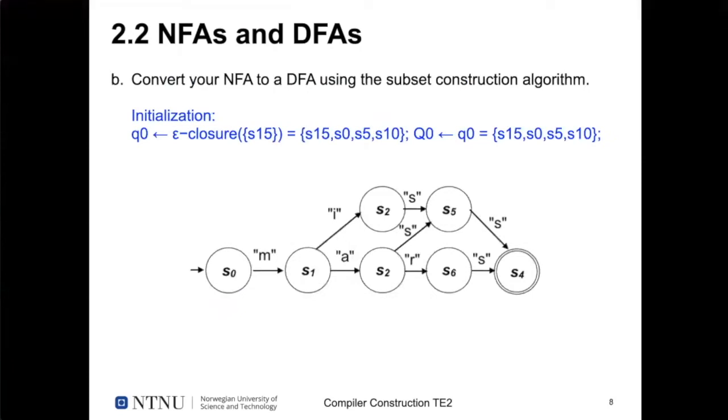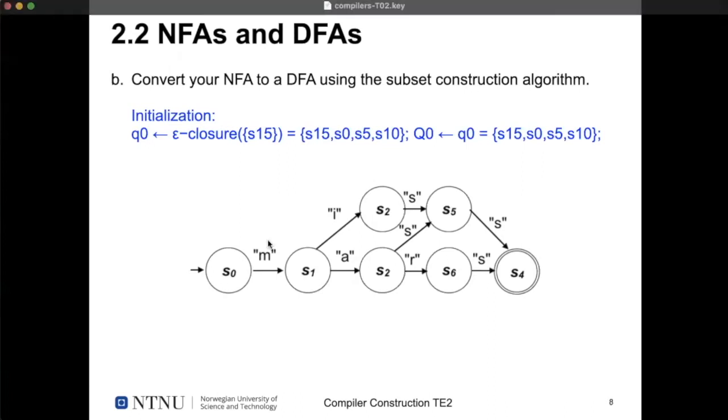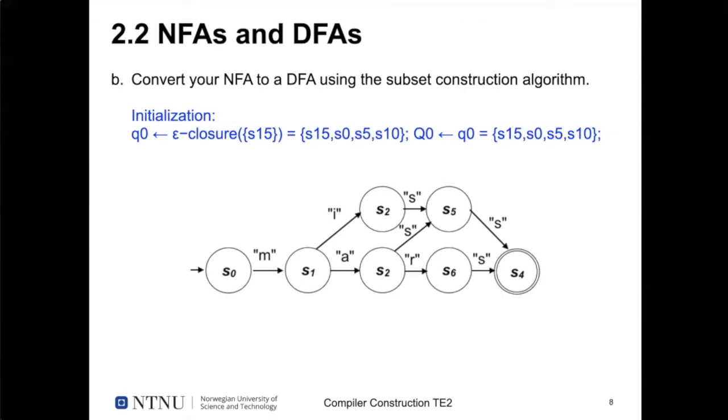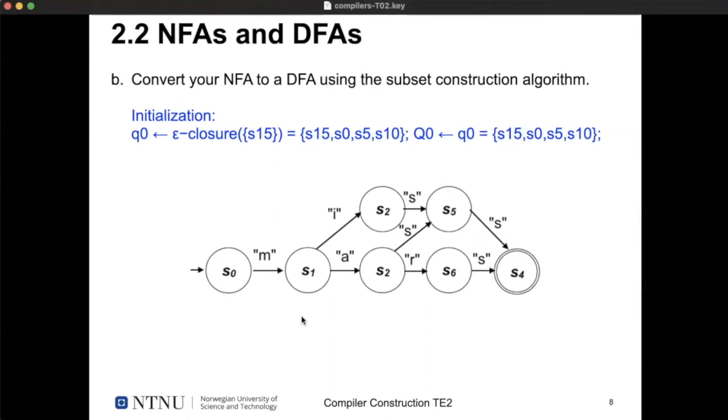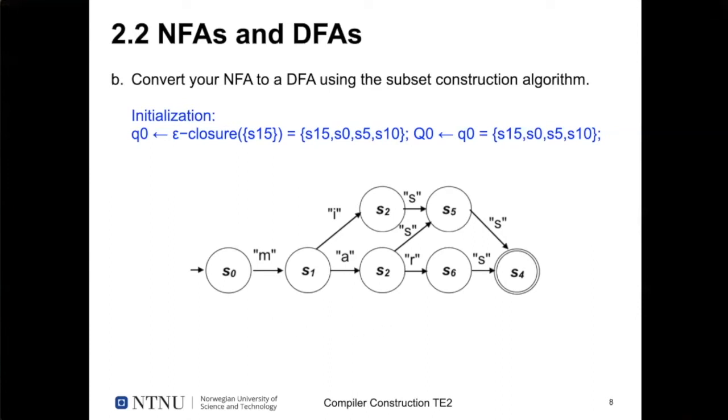So part B was then to convert the NFA to a DFA. Essentially, we start by detecting our start state, which is the epsilon closure of S15, which would be S15, S0, S5, and S10 in our previous diagram. And then we have our combined state here. And we can still increase this further, and here is the final outcome. That would also be something you would maybe have constructed by hand if you were asked to.